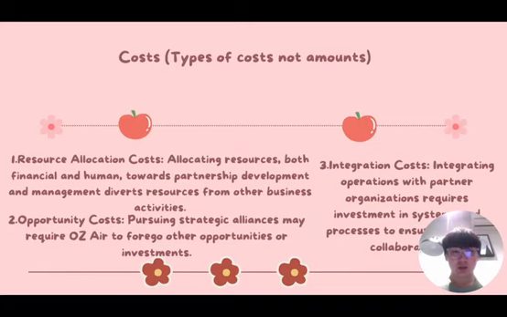There are 3 costs. The first one is resource allocation costs: allocating resources, both financial and human, towards partnership development and management. The second one is opportunity cost of pursuing strategic alliances. The most important one is integration costs: integrating operations with partner organizations requires investments in systems and processes to ensure collaboration.